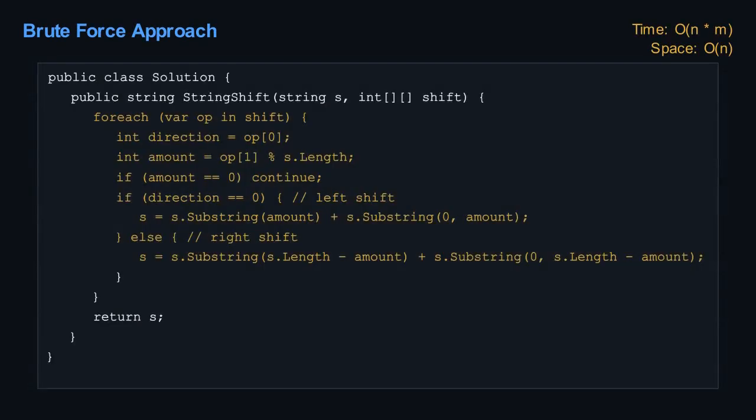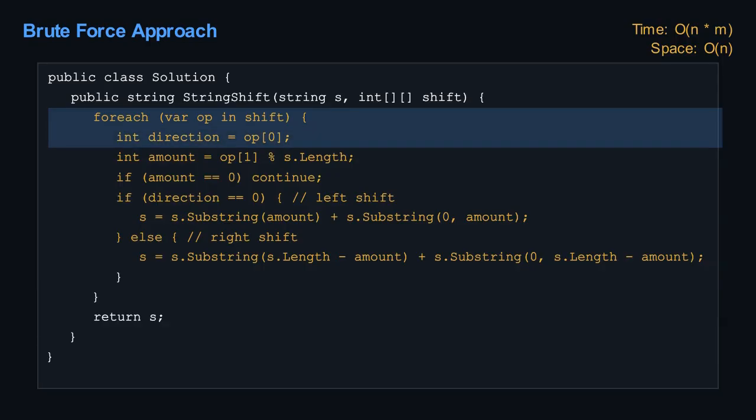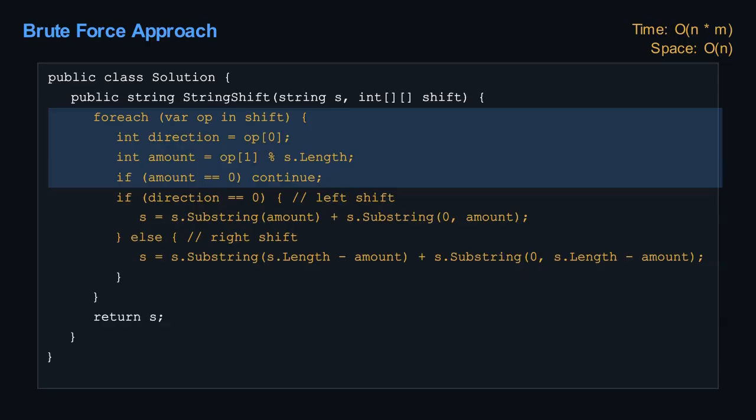A straightforward approach is to simulate each shift operation one by one. For every shift instruction, we can slice the string and concatenate the parts to achieve the rotation. For example, a left shift of an amount would take the first amount characters and move them to the end. While simple to understand, this method can be inefficient.